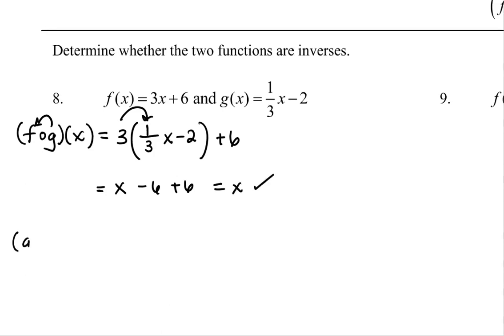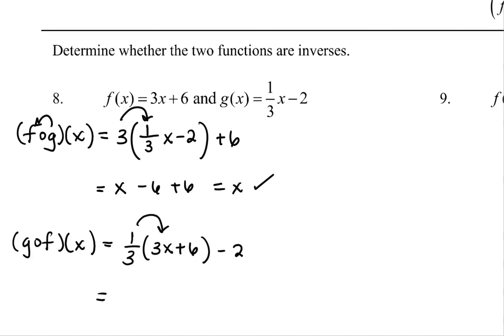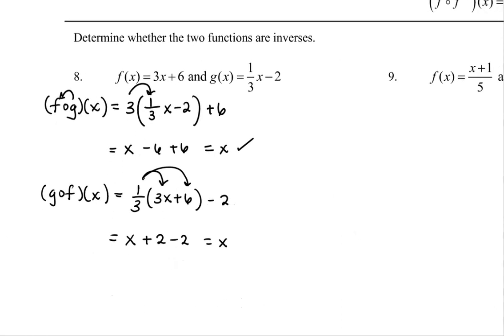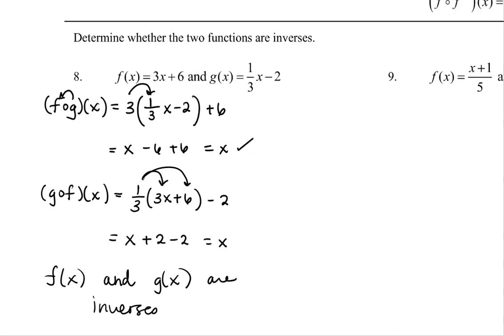We also have to check the composition the opposite way, if we were to be plugging f into g. So this means I'm going to take the x that is in g and replace that x with what f is. I'll distribute this 1/3. The 2's cancel out and I'm only left with x. So this means that f of x and g of x are inverses of each other.